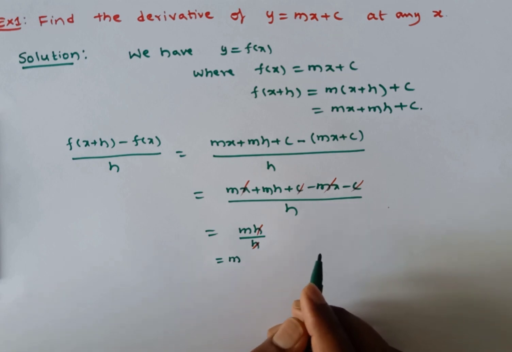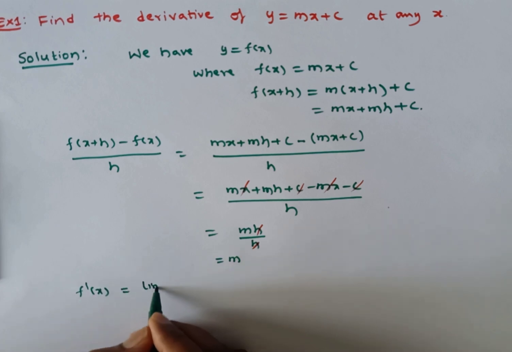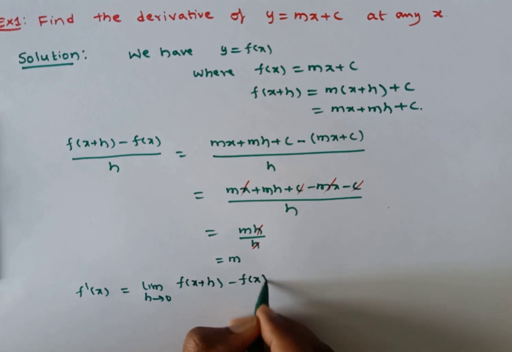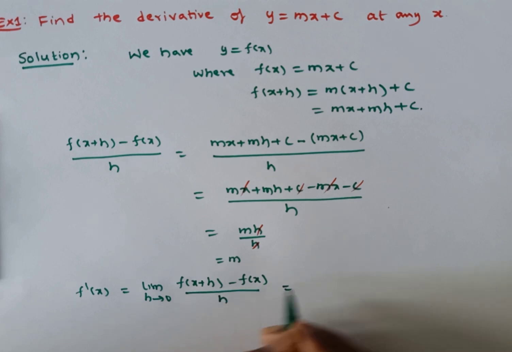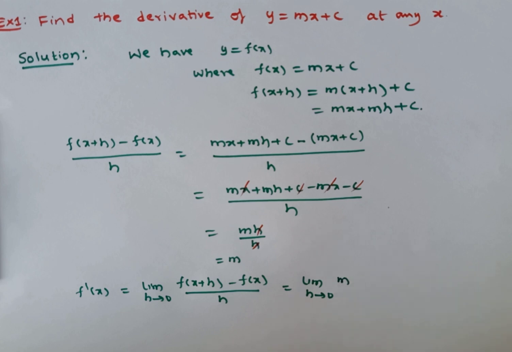Next, finally we need to find the limit. So that is f dash of x, or you can write the first principle of this. f dash of x is nothing but limit h tends to 0 of f of x plus h minus f of x by h, right? Now this equals limit h tends to 0, and we already have the simplified difference coefficient, which is m. M is a constant. As h goes to 0, a constant is always a constant. Therefore the derivative of the given function, f dash of x, is equal to m.